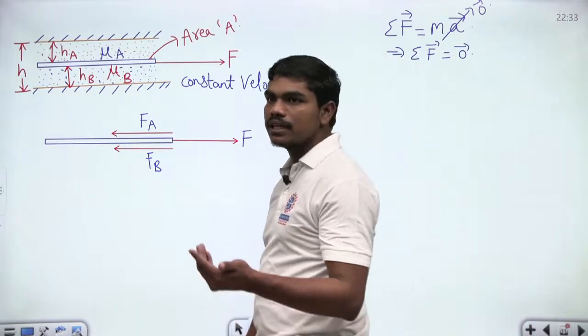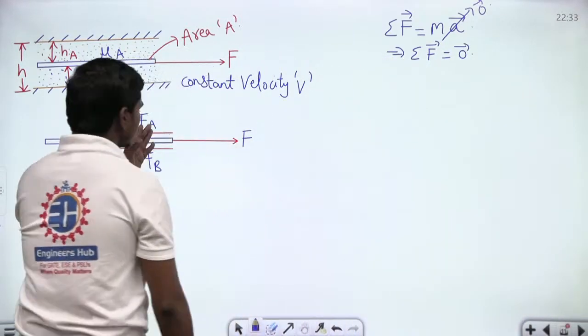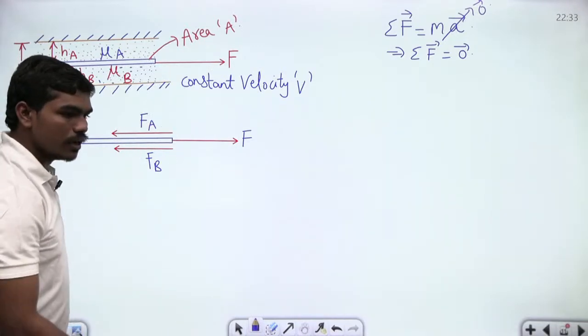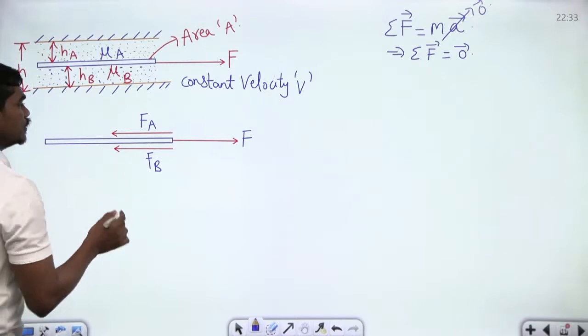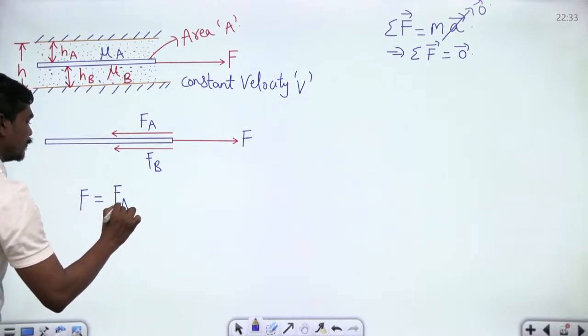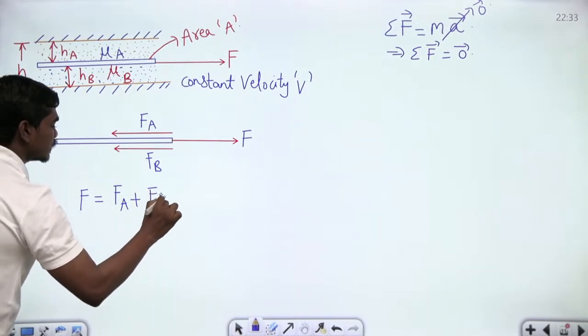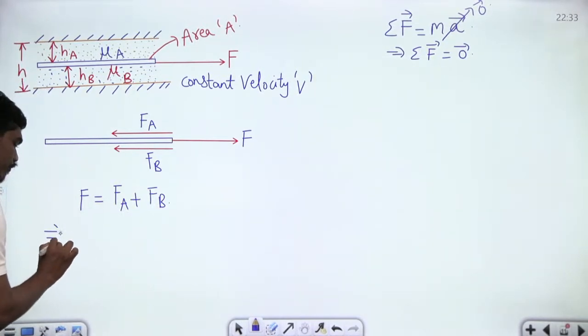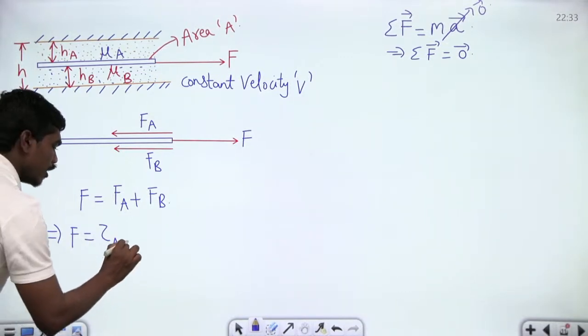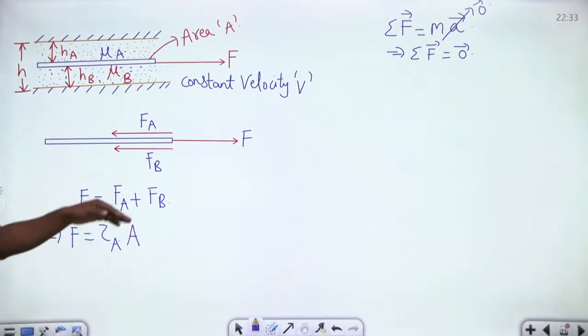If this is the case, then definitely this is your shear stress acting to the left, and this is the shear stress acting to the left again. So see here, F is equal to FA plus FB. This is what we can write here, correct? Now, what is force? Force can be written as shear stress acting on the top into the area of the plate that is exposed to the fluid, and let us suppose that is A.